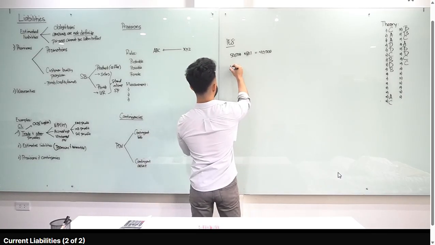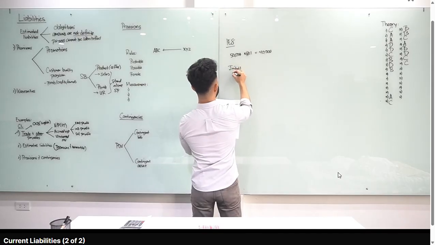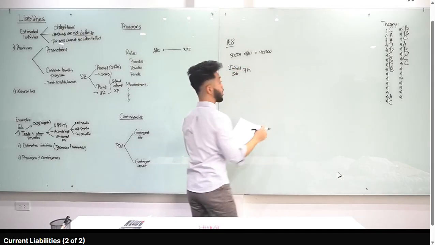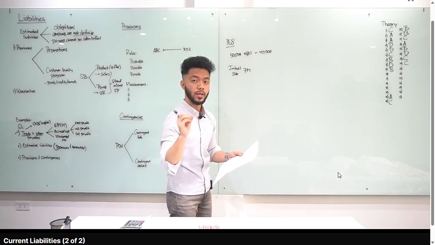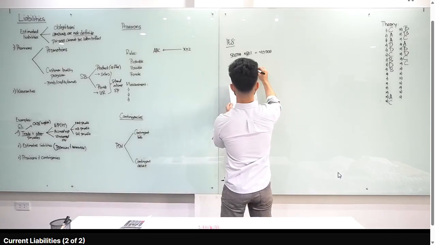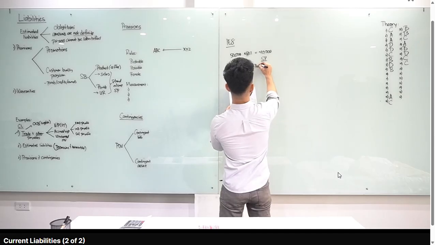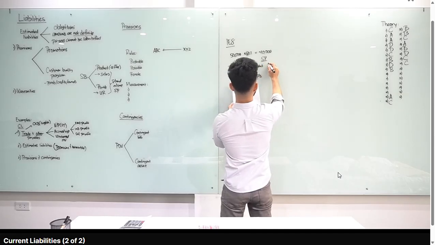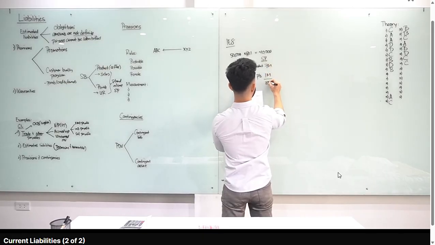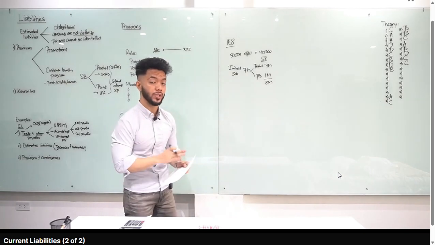Our initial sale of 7 million, we need to allocate it. Again, there's a portion for the product and a portion for the points. So what I'll do, class, is look at their standalone selling prices for the product and the points. The product is 7 million. The points, according to the second paragraph, is 1 million. Therefore, total standalone selling price is 8 million. That is what we will use to allocate.